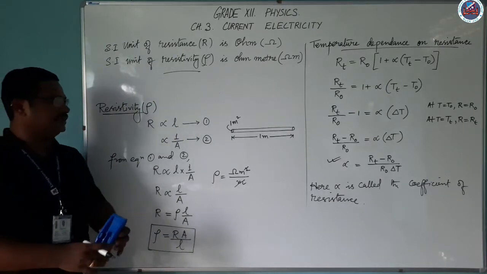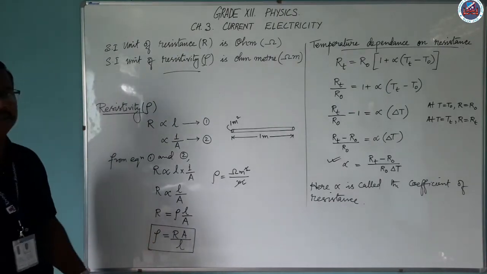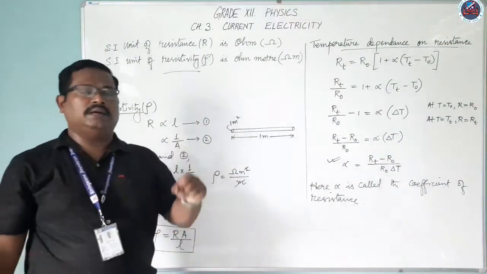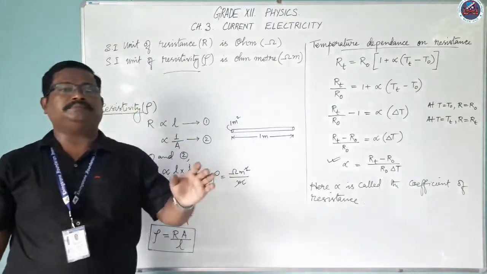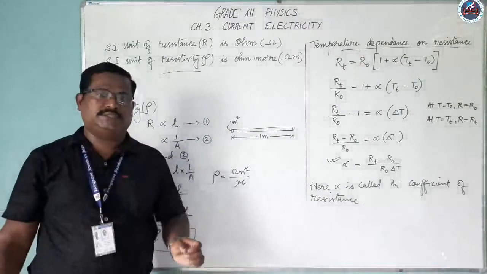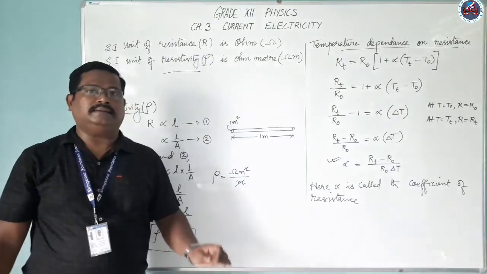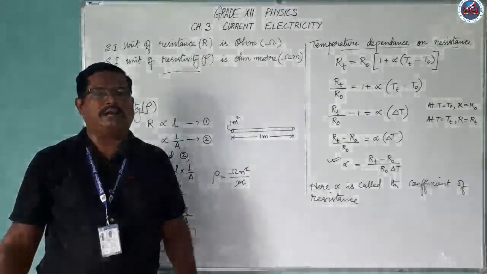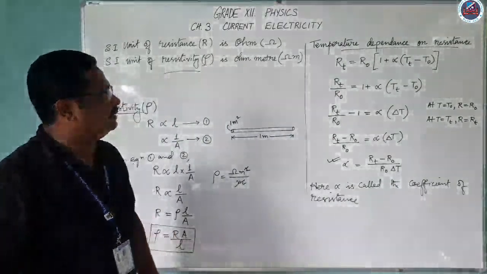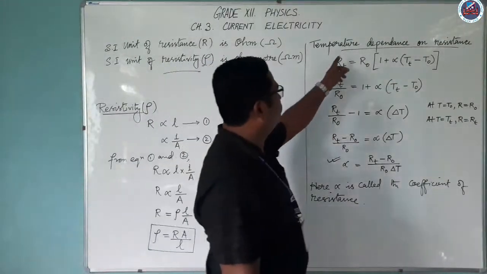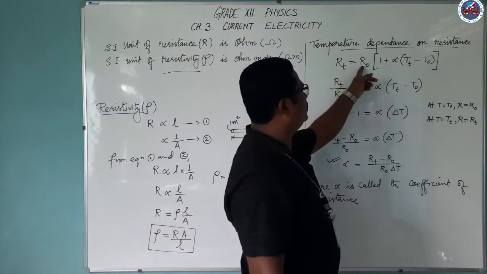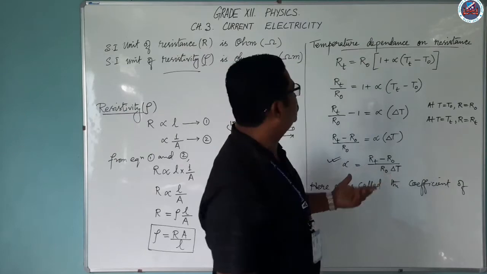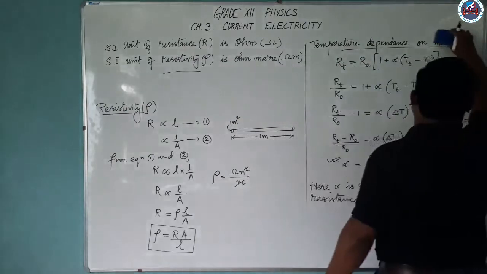Now you may be interested in what factors this resistivity depends on. Actually, resistivity depends only on the nature of the substance or nature of the wire, and it depends upon temperature. How does it depend upon temperature? You can see here. I'll show you. This resistance, if you just replace it with resistivity, then you get the expression for it. Temperature dependence of resistivity.